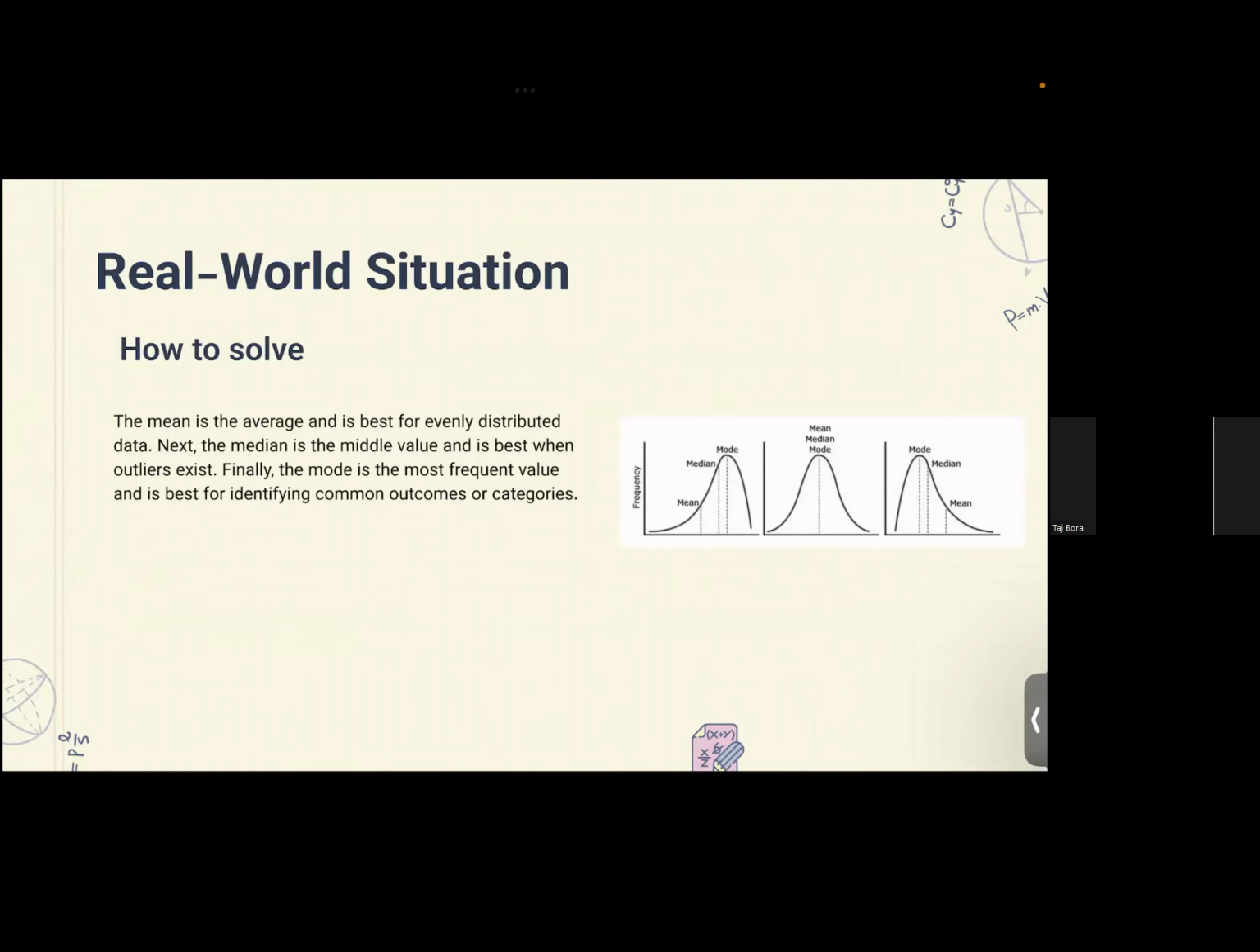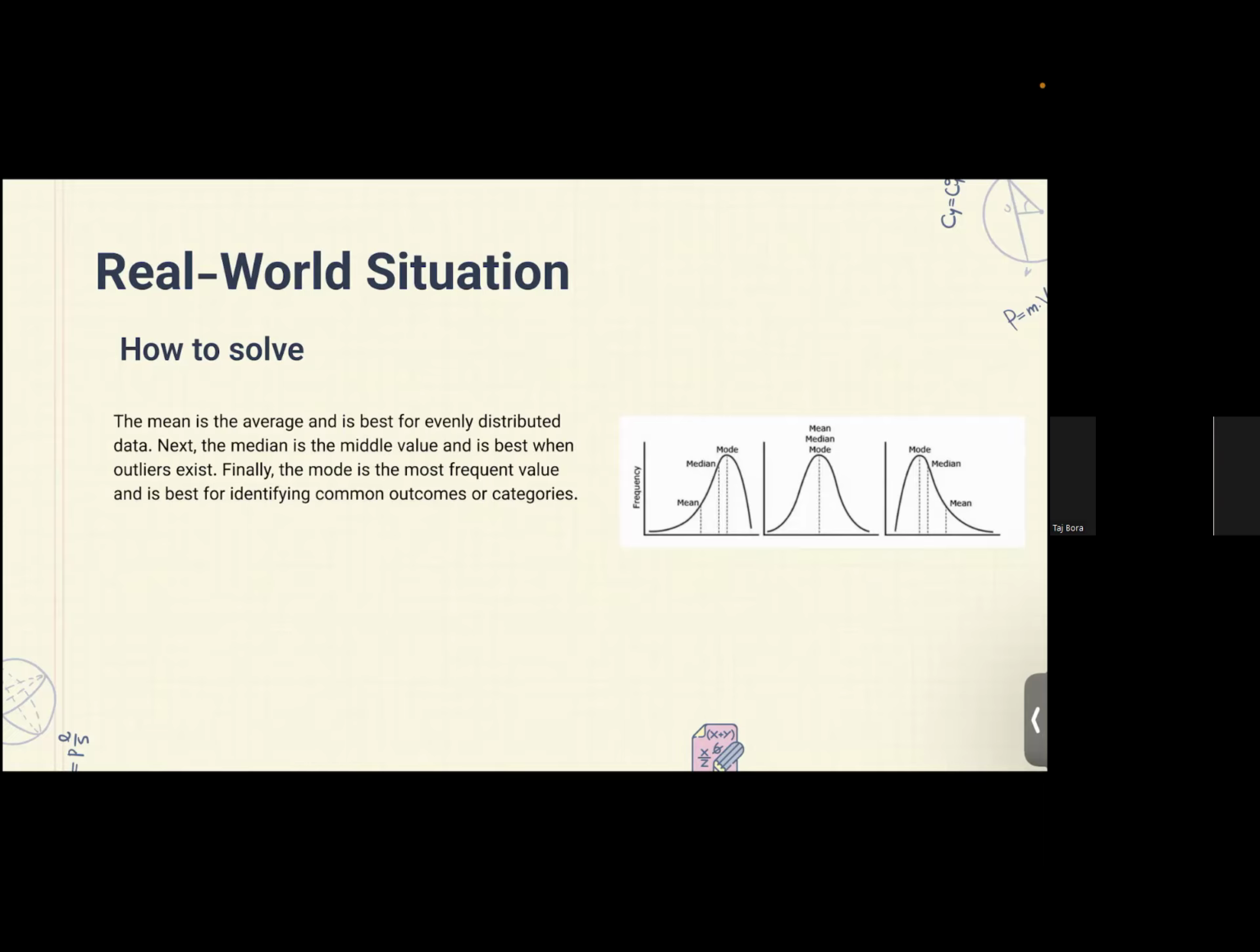So how to use these in the real world. The mean is the average and it is best for data that is even. Okay, and the median is the middle value. It's best when outliers exist. This means when there's data that is very different from the data set. And then the mode is the most frequent value and is best for identifying common outcomes or categories. So the reason for mean, median, and mode is to use them in real world scenarios.